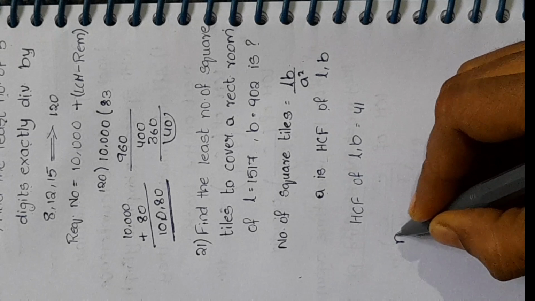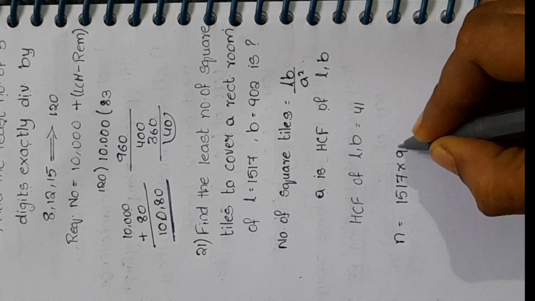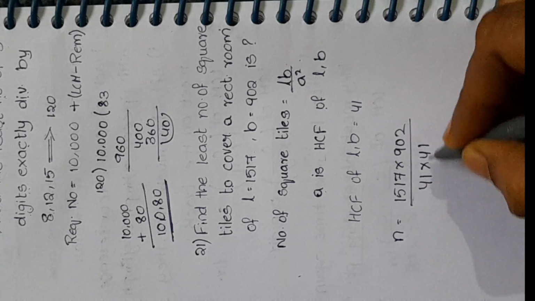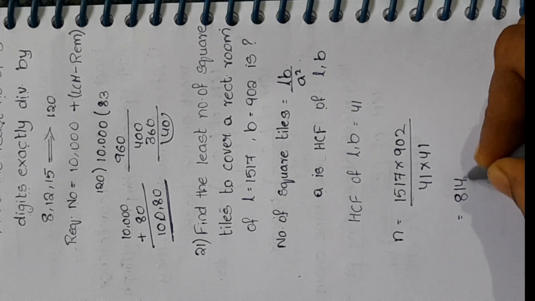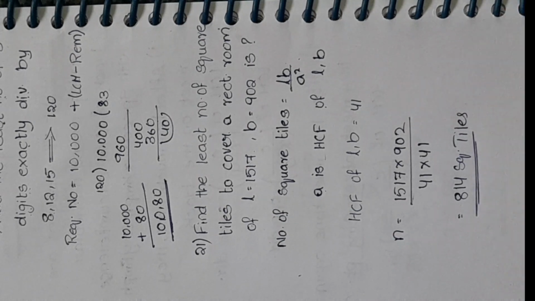Now to find the number of square tiles, let it be n. N is equal to 1517 into 902 by 41 into 41. That is length into breadth by a square, which is equal to, on calculating we get 814 square tiles are required to cover the rectangular room of the given length and breadth.